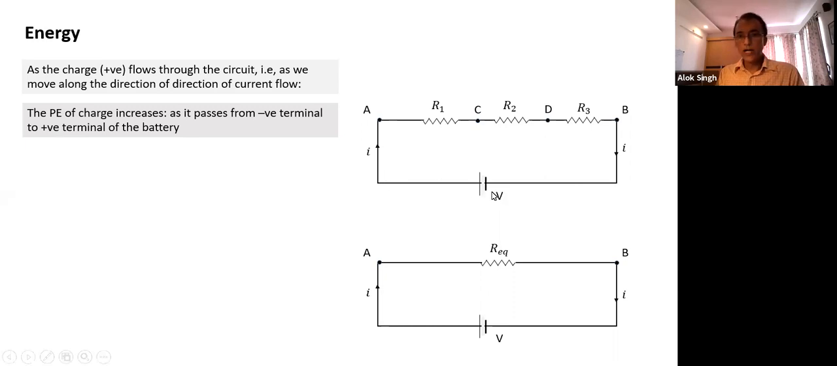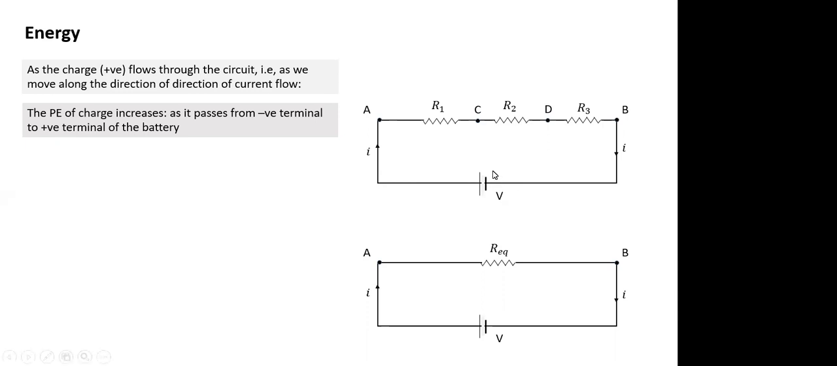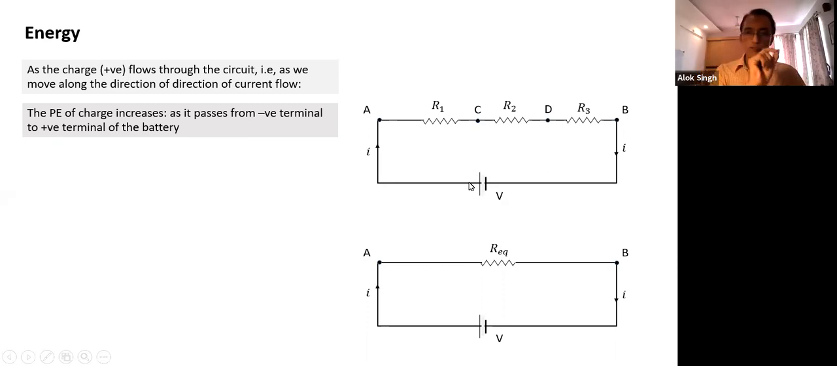What will happen, let's assume, as the charge moves from the negative terminal to the positive terminal? What happens to its potential energy as it moves from the negative terminal to the positive terminal? Its potential energy increases by V. So if it is a unit charge, what energy will it gain? A unit charge will gain energy equal to V. A charge Q, when it moves from the negative terminal to the positive terminal of the battery, will gain energy equal to QV.